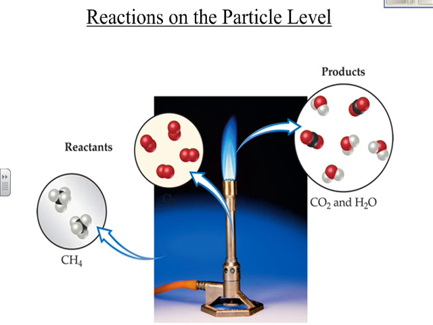So on the particle level, we have the methane molecules and the oxygen molecules forming carbon dioxide molecules and water molecules. And the symbols that are used here, the shapes, should be somewhat familiar to you. And then we have the symbolic representations underneath, the CH4 for the methane, O2 for the oxygen, and then CO2 and H2O for the carbon dioxide and water, respectively.